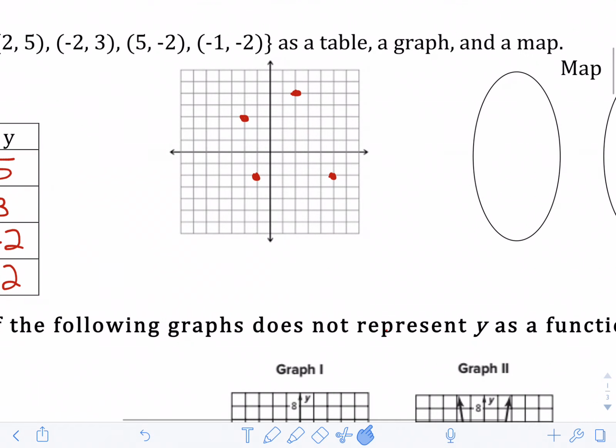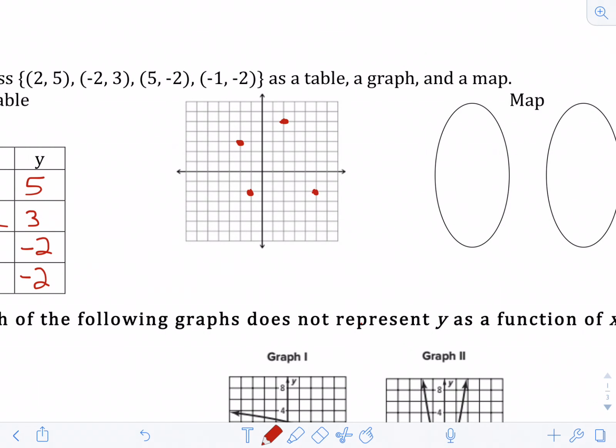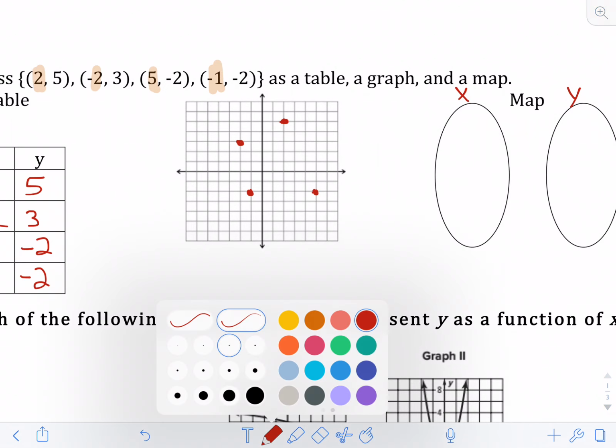And then I have to do the mapping. Okay, the mapping: x is going on the left side, y is going on the right side. Actually, you know what? I'm going to do this in order from least to greatest. So my x values here, we have 2, -2, 5, and -1. So I'm going to put them in order from least to greatest.